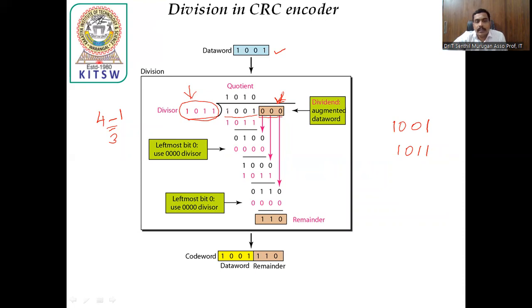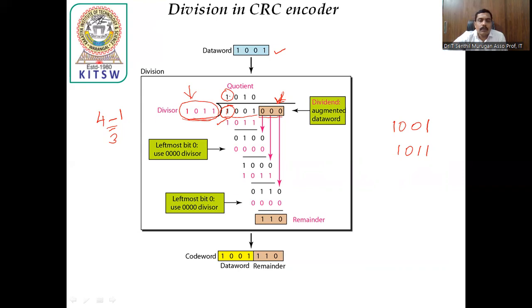Here you can check which is the first value. The first value is 1, so you will divide with 1. If we multiply with 1, we get the same value, 1011. So the first bit should be the same. If the first bit is 1, you multiply with 1; if the first bit is 0, you multiply with 0. Here the first bit is 1, so you multiply with 1.